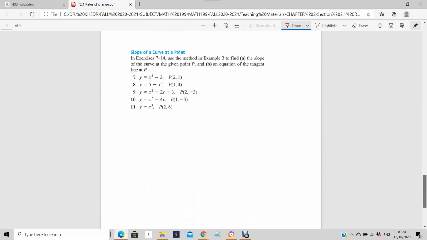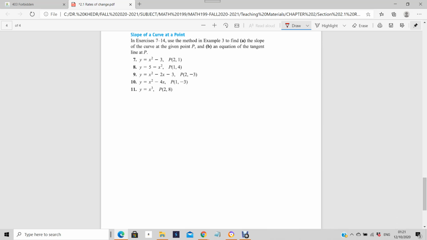Now here we have some equations. We can follow the same steps as in the previous example to find the slope of the curve at the given point P. When we say the slope of the curve, we mean the slope of the tangent line to the curve at point P, and then we find the equation of the tangent line. So I will solve the first question, question number 7, and then you have to do the rest of the questions at home.